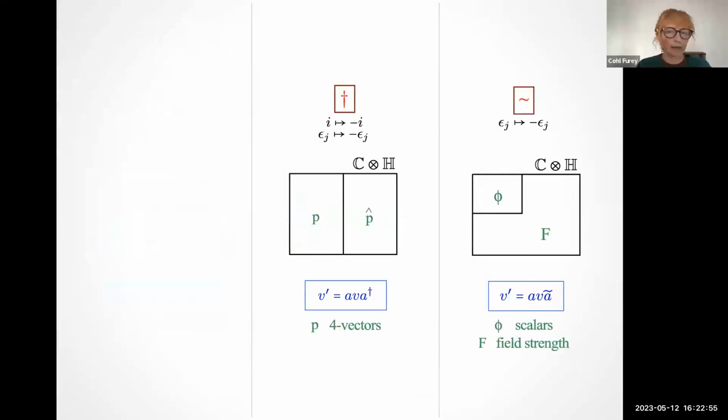So finally, there is another feature that is going to come up again later, and that's that in the case of these two anti-automorphisms, C cross H gets broken down into a Jordan algebra and a Lie algebra. So here the Hermitian subspace gives a Jordan algebra and the anti-Hermitian subspace gives a Lie algebra. And the same goes for the quaternionic conjugate. Here the scalar gives a Jordan algebra and the field strength tensor gives a Lie algebra.